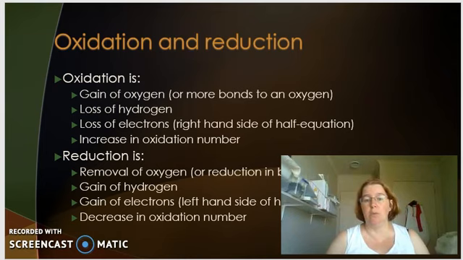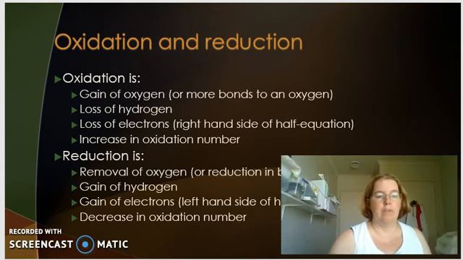Reduction, of course, is the absolute reverse. So a removal of oxygen or a reduction in bonds to an oxygen. Gain of hydrogen, again, neither oxygen nor hydrogen has to be involved, but they may be involved. You get a gain of electrons, which means your electrons are on the left-hand side of your equation. They are reactants in your reaction. And you get a decrease in your oxidation number. So let's have a look at a couple of examples of this.